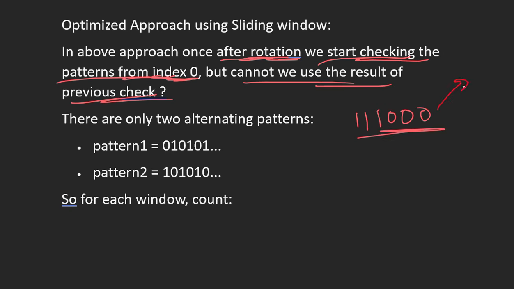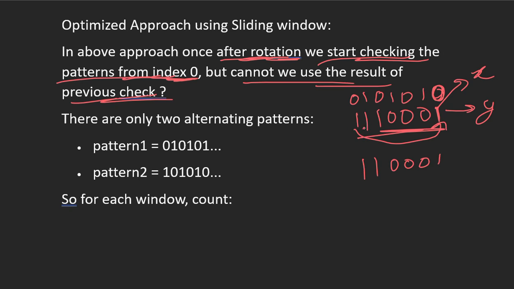We have found the mismatch of pattern 1 as x and pattern 2 as y, right? Then after one rotation, 1 1 0 0 0 1. So what is our pattern 1? Pattern 1 is 0 1 0 1 0 1. So if we shift this element to here, then this element should be 0. What we do is we have shifted this element here. Now this is our window, right?